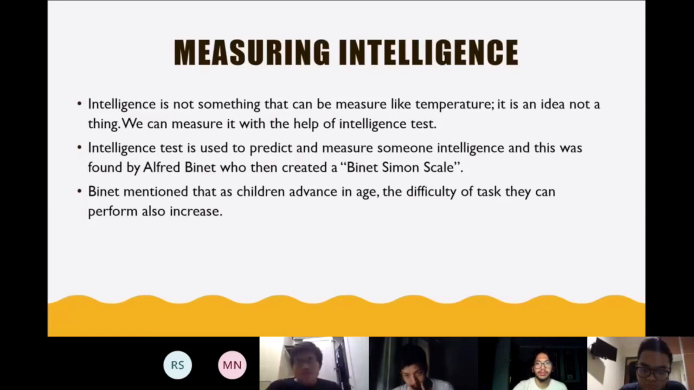In the research, Binet mentioned that as children advance in age, the difficulty of tasks they can perform also increases. Therefore, Binet made tests for different age levels, and if the test is passed by 60 to 90% of the children, it is confirmed to be their mental age, or MA. Next slide.